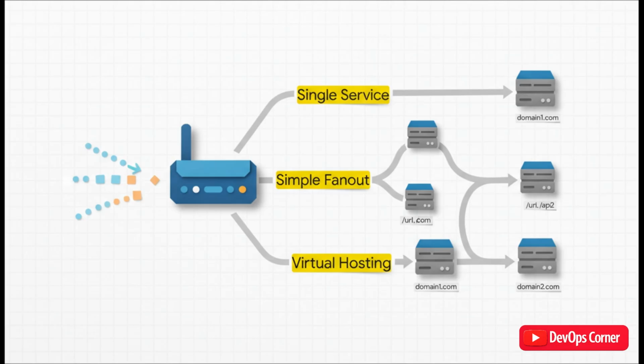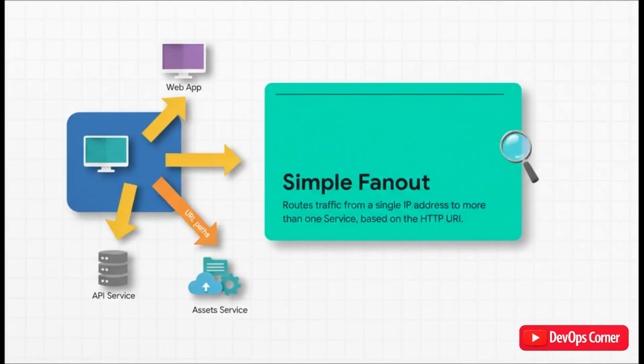And you can also do virtual hosting, where different domain names like app.example.com and api.example.com get routed to totally different places, even though they share the same IP address. Let's start with the fan-out. This is an absolute game changer for microservices.